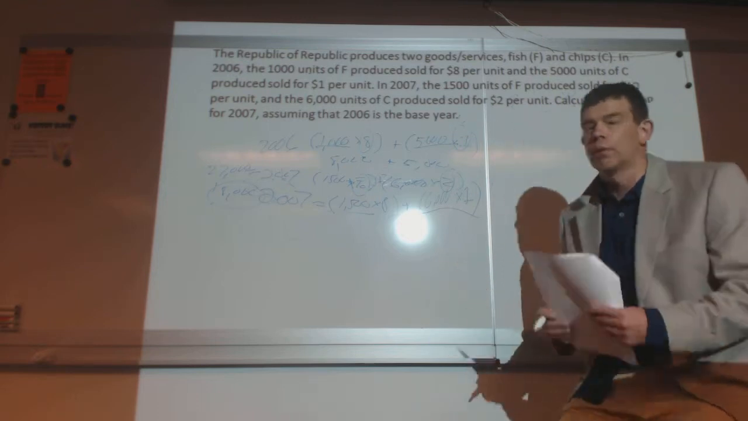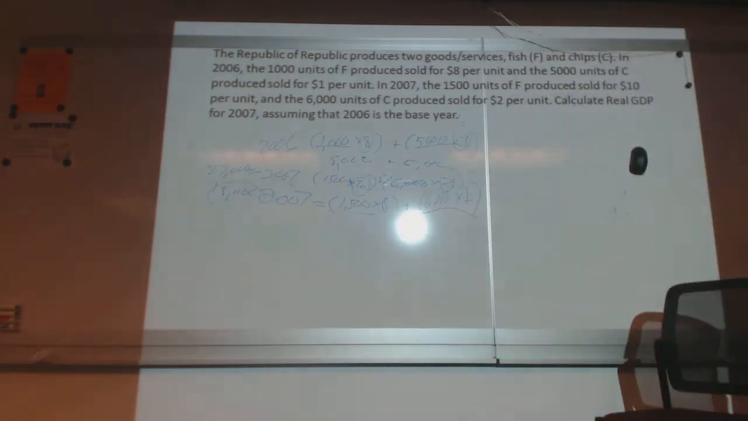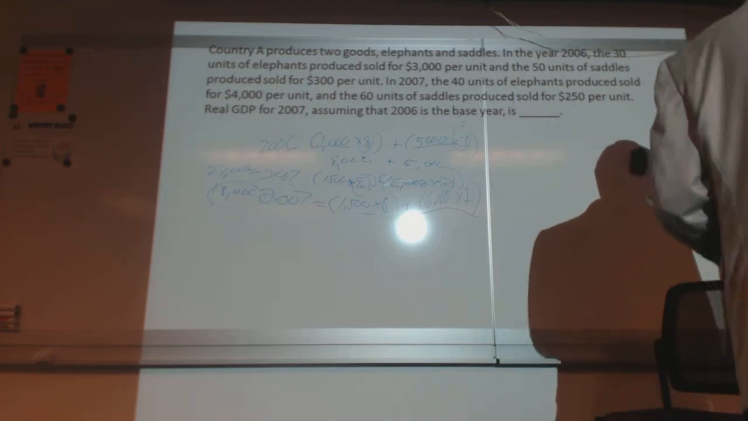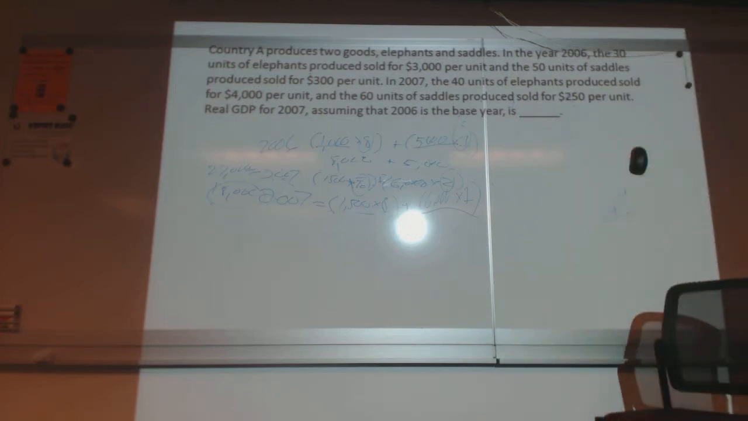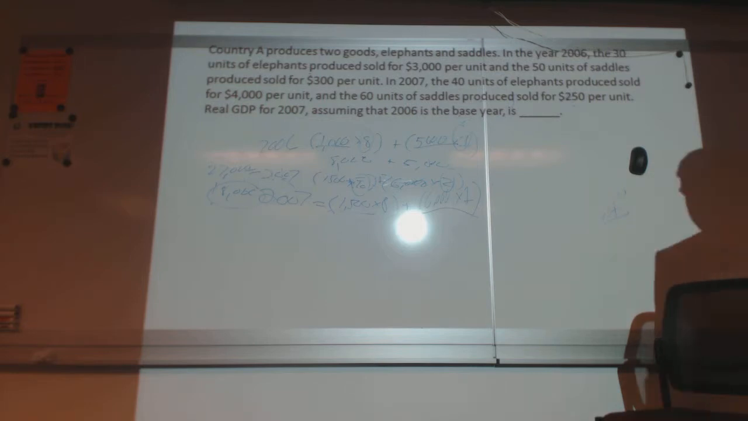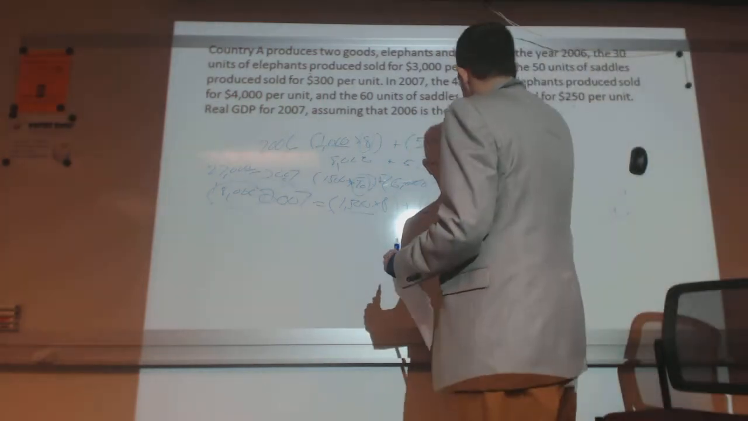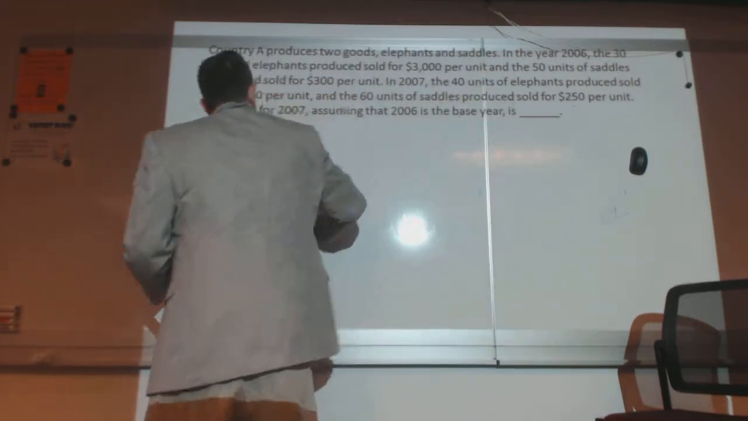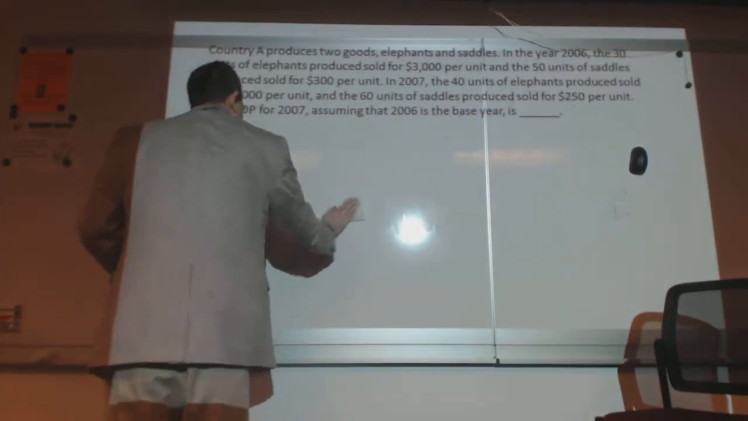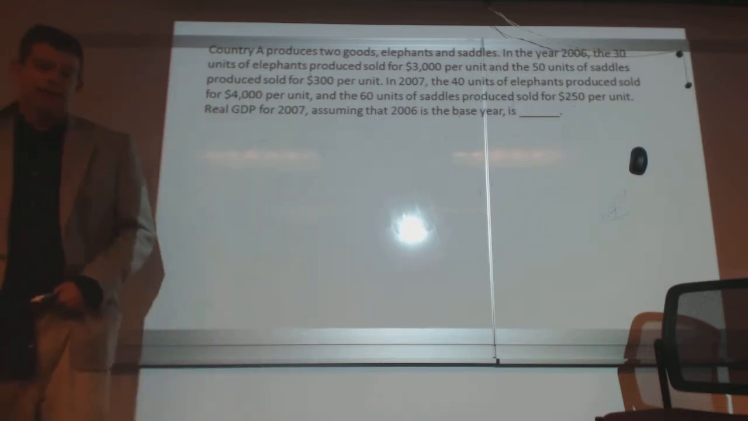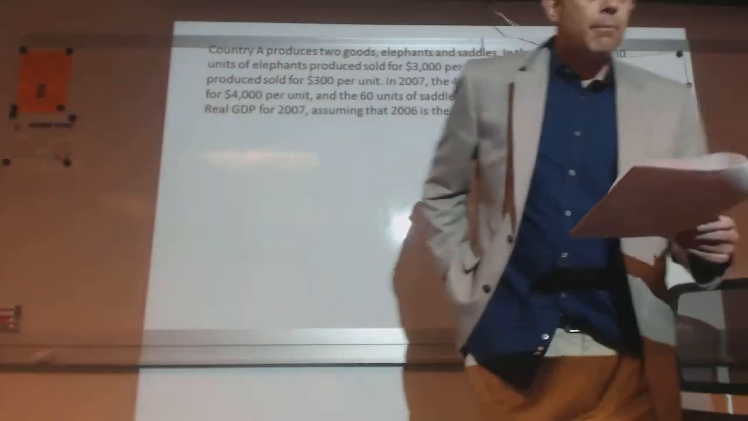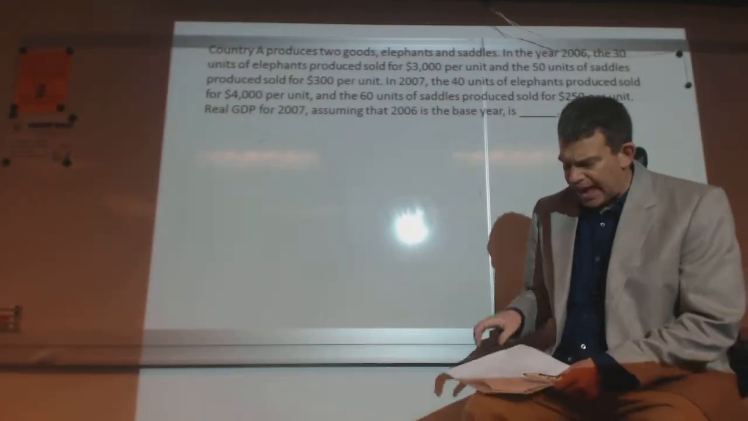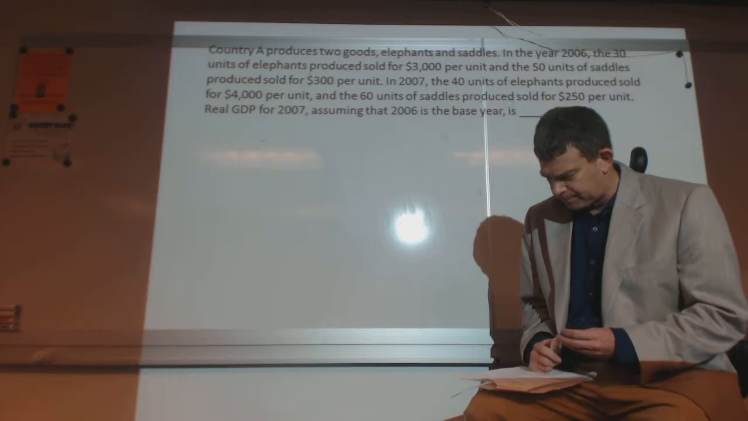Okay, only two more, and then we're pretty much finished with all this. And I think this one's pretty straightforward. Again, it's a very simple example. Country A. I don't like country A. That's a dumb name. Let's go with Currentland, because that's a nice name for a country. So let's assume in Currentland, and I'd like to be the king of Currentland, but apparently we only make two things in Currentland. We make elephants and saddles. I have no idea why.